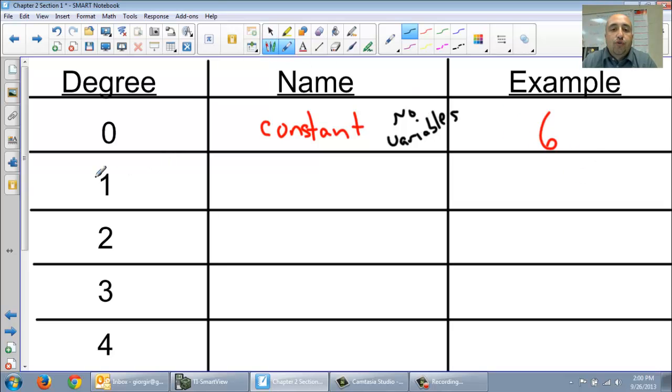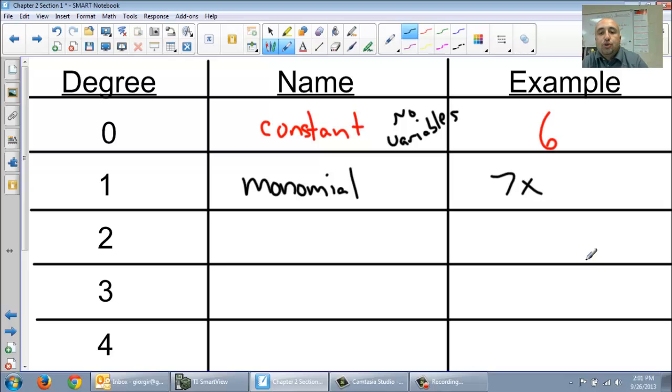A degree 1 is called a monomial. An example would be anything that has an exponent of 1, so 7x to the first. Do we need to put a 1 here? No, we do not put the 1. We just assume that there's an exponent of 1.